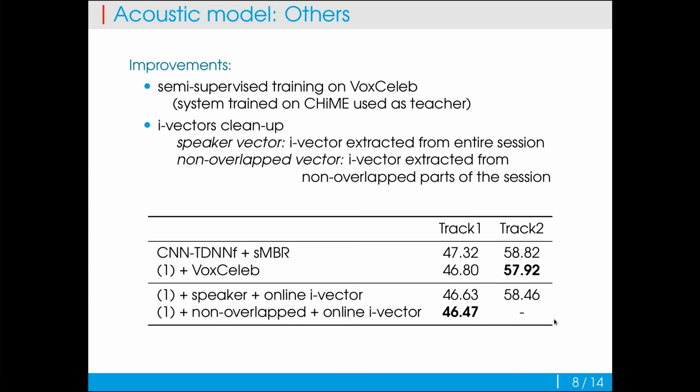In this slide, there are two systems which are specific to only one of the tracks. The last one, presented with the non-overlapped i-vectors, is used only for track 1, because we used annotations to detect the non-overlapped parts, and the system with VoxCeleb is used only for track 2.